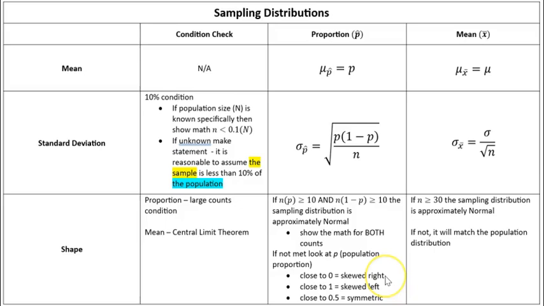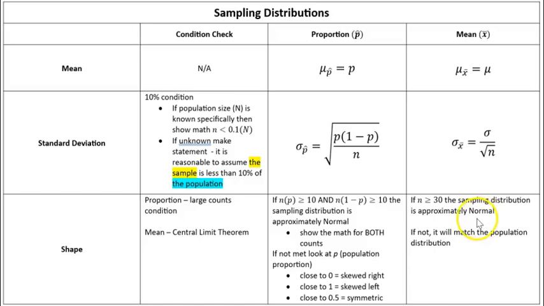All right, if it is close to 0, it's going to be skewed to the right. If it's close to 1, it's going to be skewed to the left. If it's close to 0.5, I would call it symmetric. I wouldn't be totally comfortable calling it normal or approximately normal. All normal distributions are symmetric, but not all symmetric distributions are normal. Okay, so if this up here is not true, then we're not going to use normal CDF, and you would not be asked about a probability.